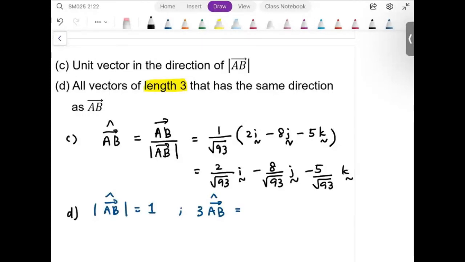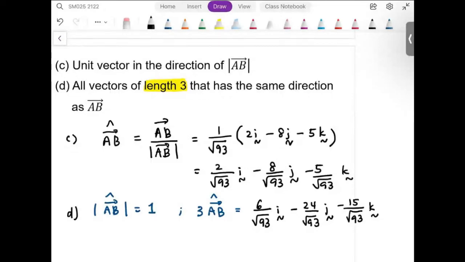Darabkan je lah. So, each element times by 3. That's how we get 6 over set 93i minus 24 over set 93j minus 15 over set 93k. To double check, you may find the magnitude of this vector. Awak dapatlah jawapan 3 nanti.